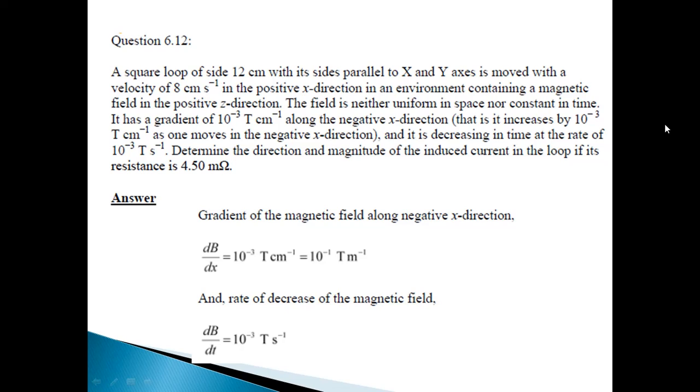Now this magnetic field varies with distance. That is why it has a gradient. A gradient is dB by dx. The denominator is dx. And along the negative x direction. Second, it decreases in time. So we have dB by dt. So 10 to the power minus 3 Tesla per second. So we have for the magnetic field dB by dx, which we call as the gradient, and we have its variation with time, that is dB by dt also.